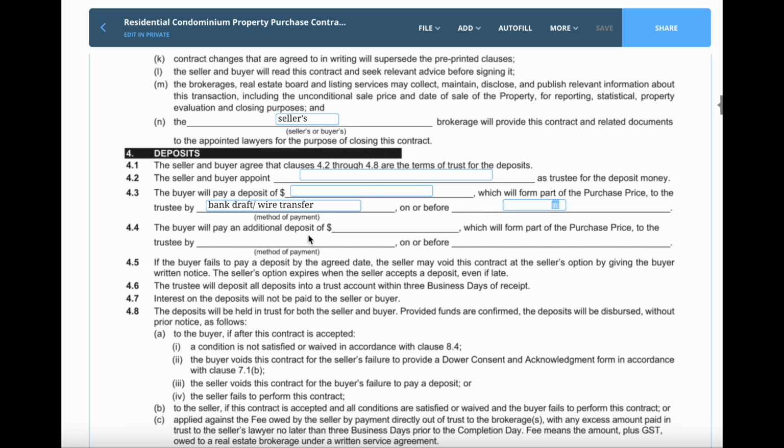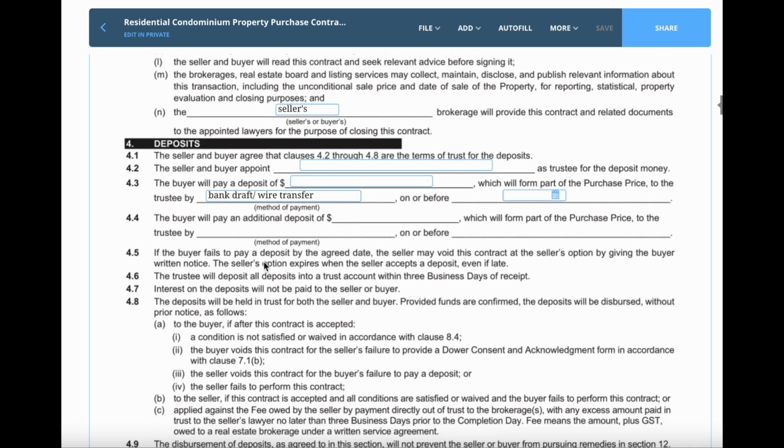Sometimes if the buyer does not have the deposit on hand, maybe he has 10,000 and then another 10,000 next week, we can add an additional deposit here. If the deposit is not delivered by the agreed date, the seller may void this contract, and he can basically sell the house to somebody else. So make sure we do this, and we are good with the date.